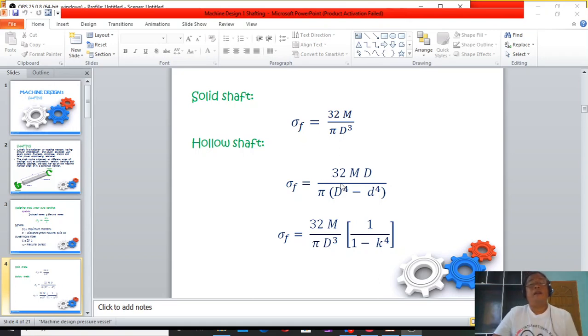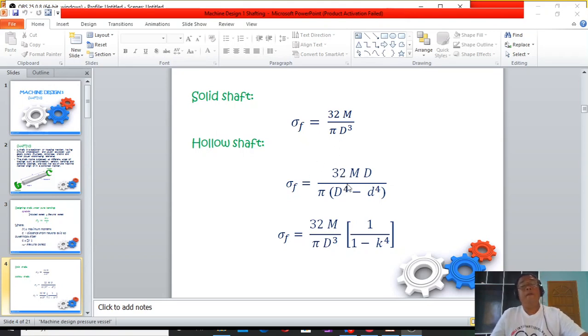So, here, class, in this equation, we are going to eliminate the inside diameter at the numerator by multiplying the numerator by D to the fourth over D to the fourth. Okay? Where that big letter D to the fourth over big letter D to the fourth is just equal to 1. Okay? So, it does not affect, of course, the equation.